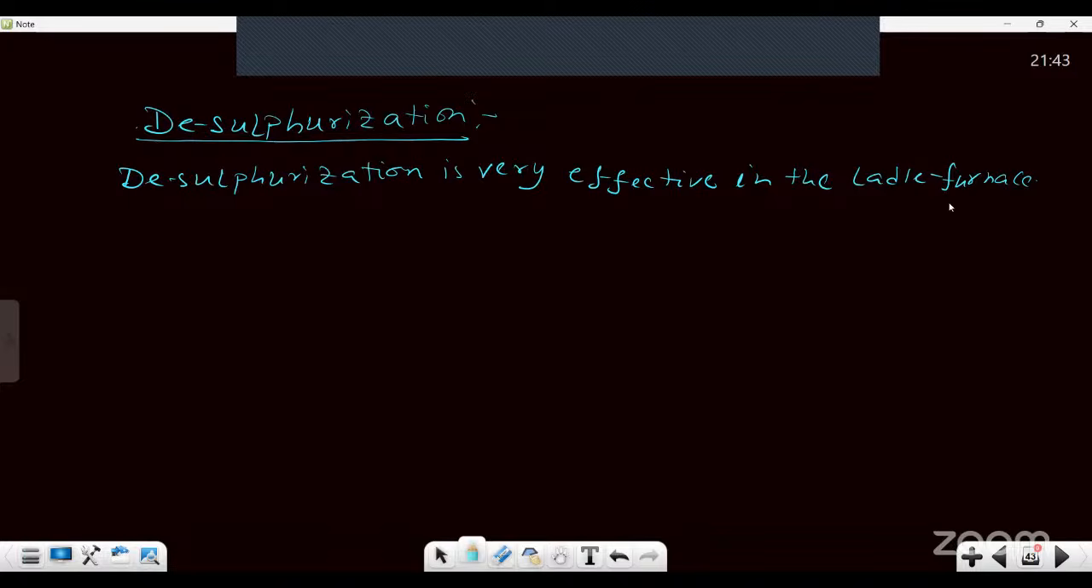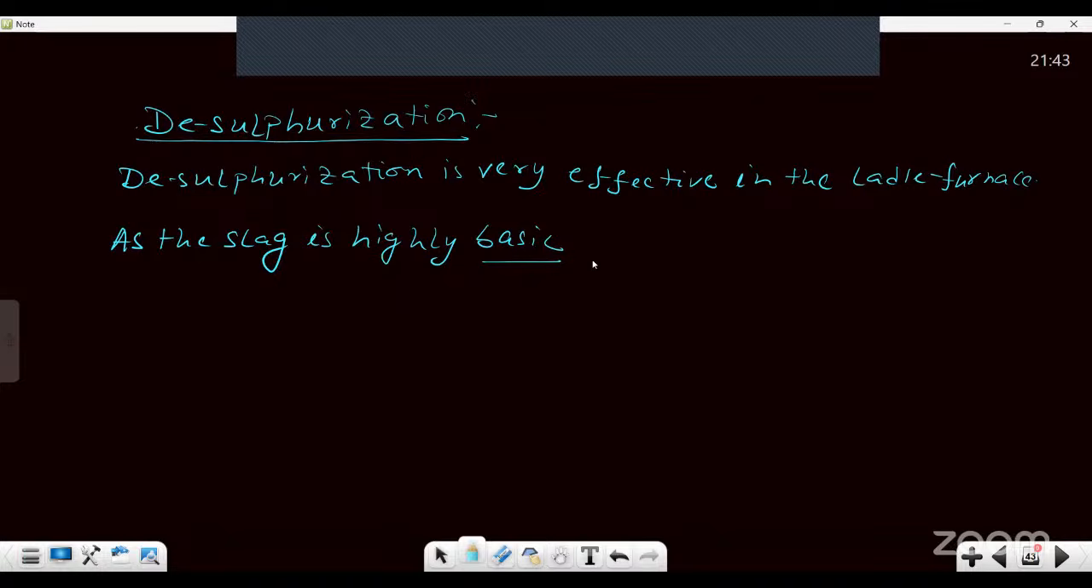So this is very effective in the ladle furnace. And what is happening as the slag is highly basic? Why is it highly basic? Because we have added lime.